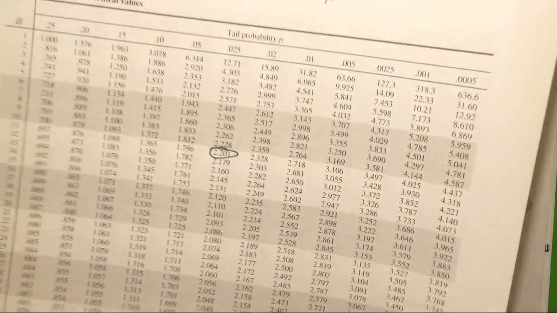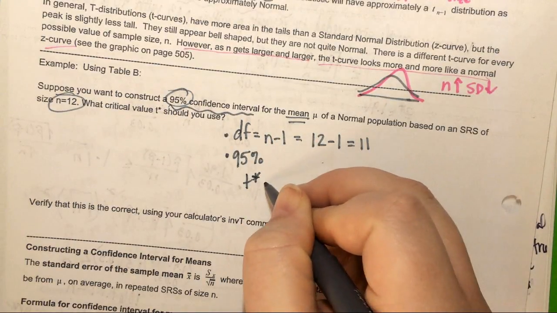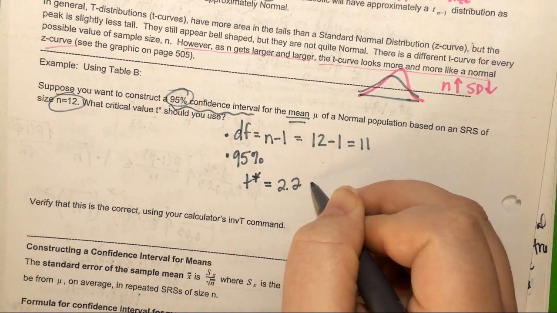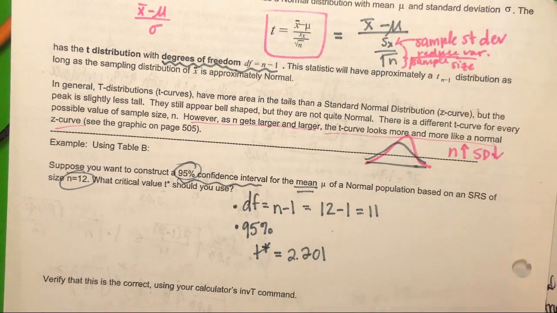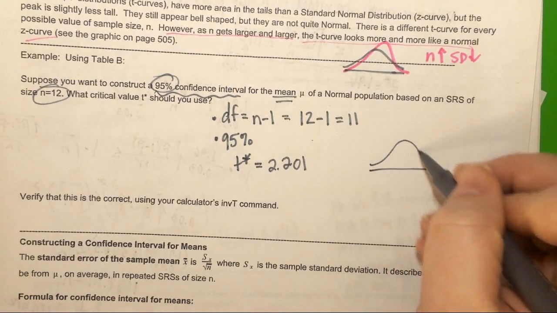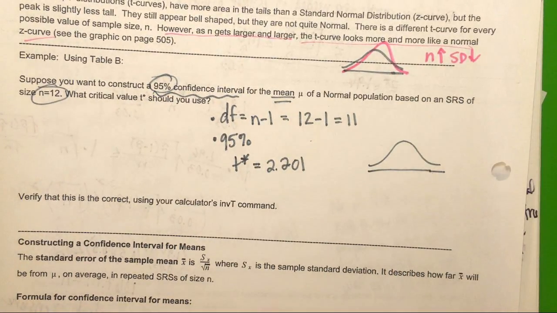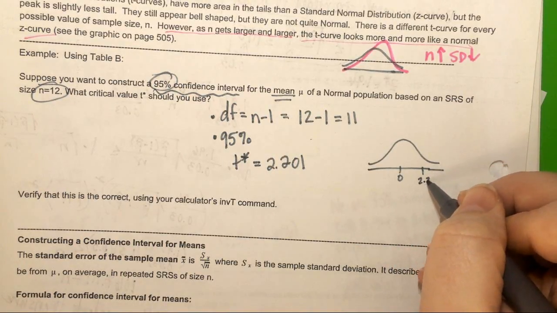So that t star value that I'm going to use, that you and I are not even calculating, we know that the t star we're going to use is going to be 2.201. Again, you and I didn't even have to use the formula. We figured it out using the table. It's a t star. My curve for the t star looks just like my curve for the normal curve. So we figured out a value, and that's great.